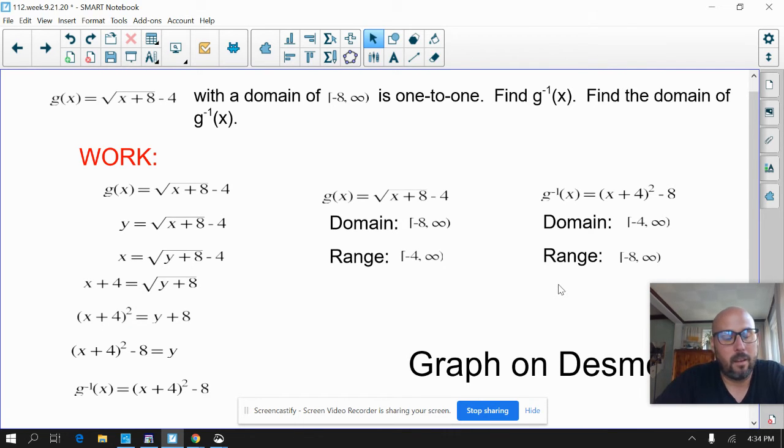Because another point to make here is that it's the undoing part. G will take any number in this interval and produce any number in this interval. Okay, now what does the inverse do? Well, the inverse must take any number from here and put it back to any number in here. So domain, range.